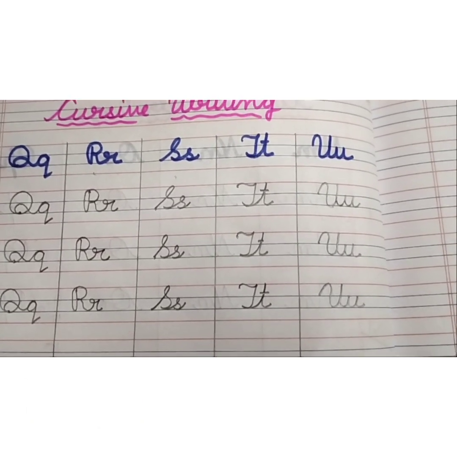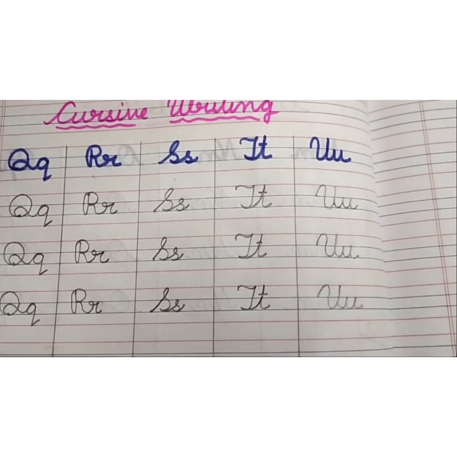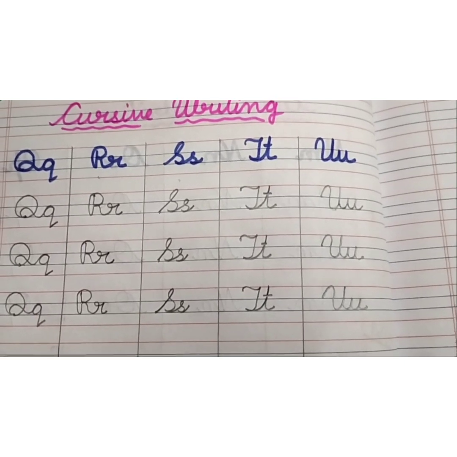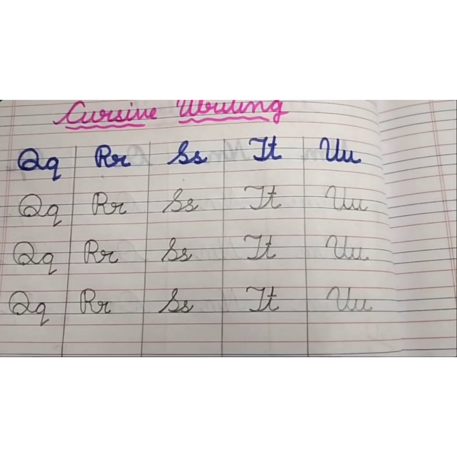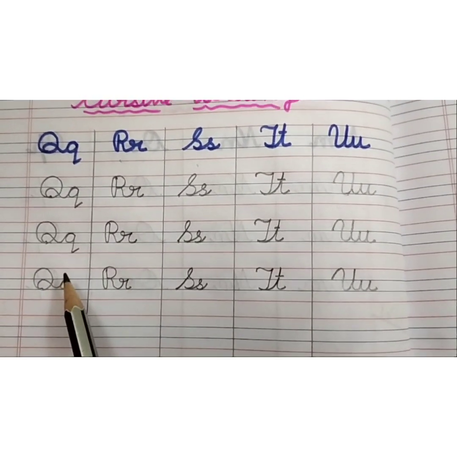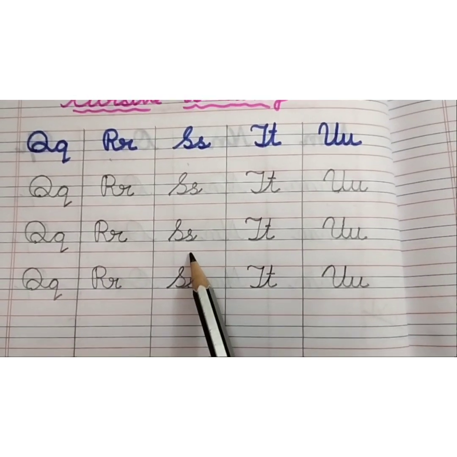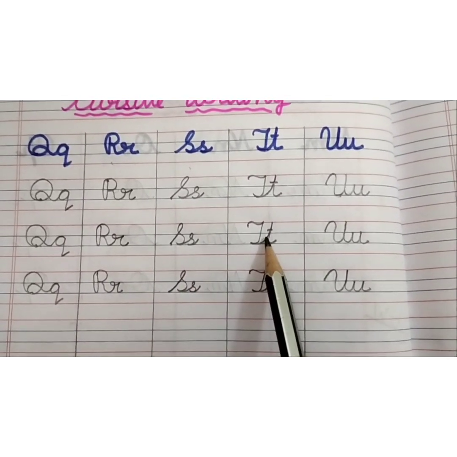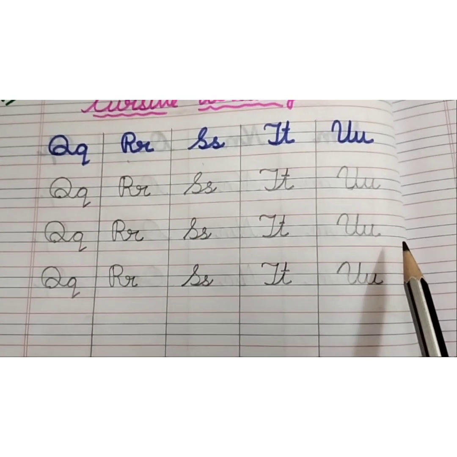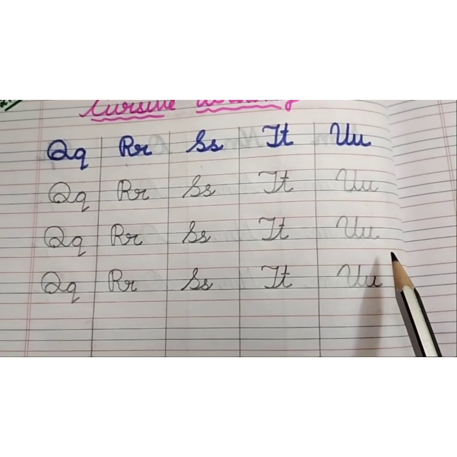And children, tell me, what is the sound of U? Yes, good. The sound of U is A. U sounds A. So Q sounds Qua. R sounds R. S sounds S. T sounds T. And U sounds A. Now children, I have shown you how to write cursive Q, R, S, T and U.